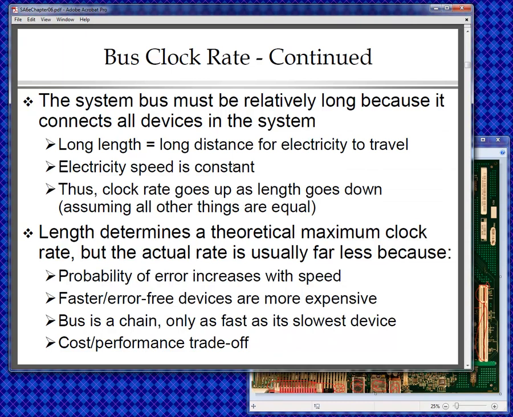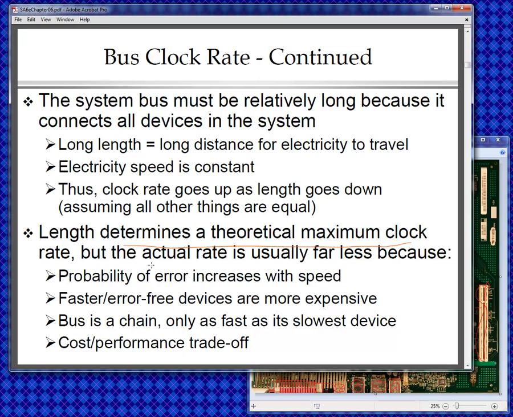The speed of the electricity is constant. So basically, as the length goes up, the clock rate goes down, assuming all other things are equal. So given the same bus specification, parallel or serial, as I stretch out the maximum length of the bus, the clock rate has to go down to compensate. Correspondingly, if I want to increase clock rate, well then I've got to put things closer together. I've got to shrink the maximum length that electricity has to travel from the sender and receiver on this bus that are furthest apart. So the length determines the theoretical maximum clock rate.